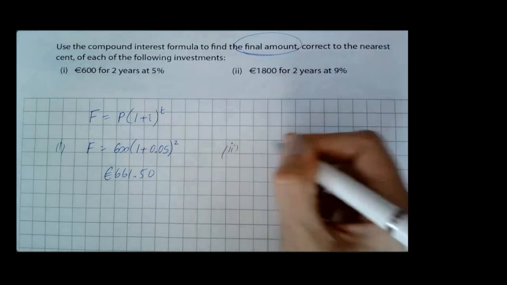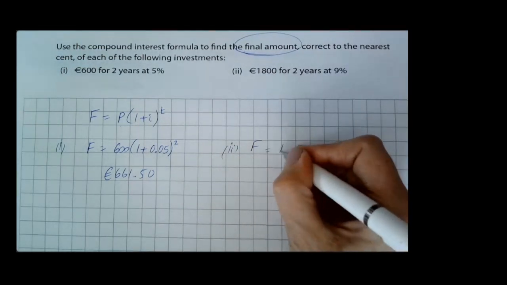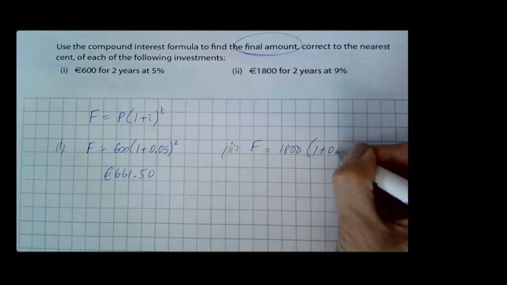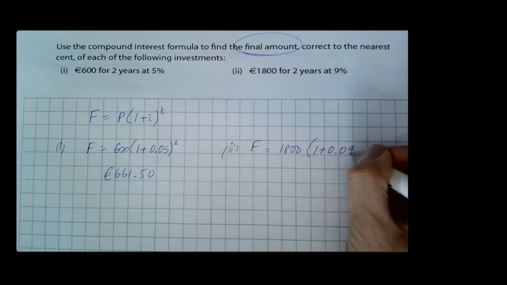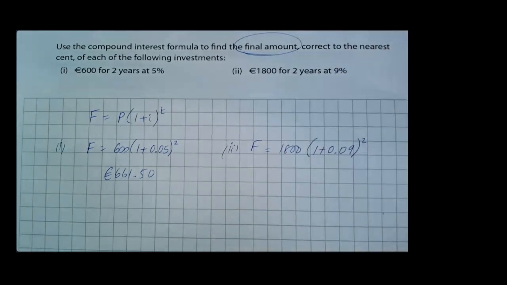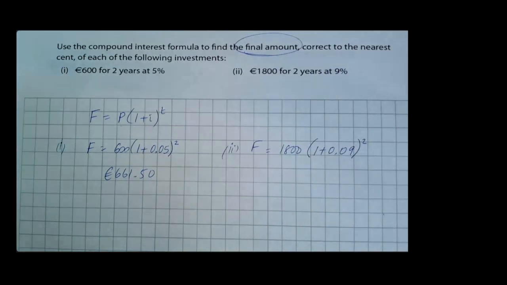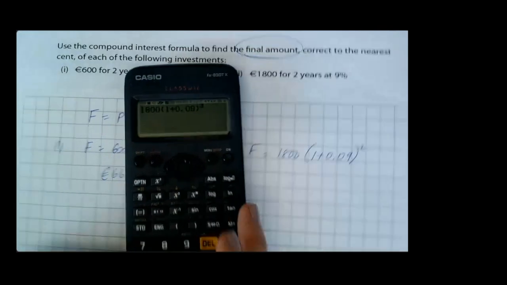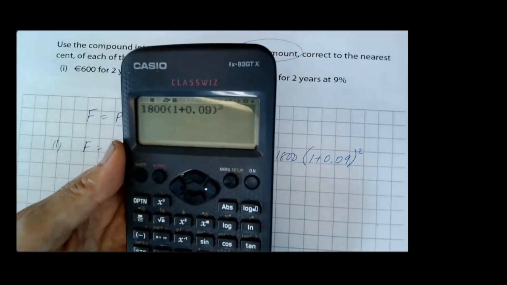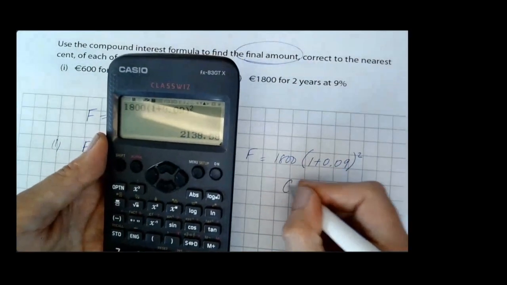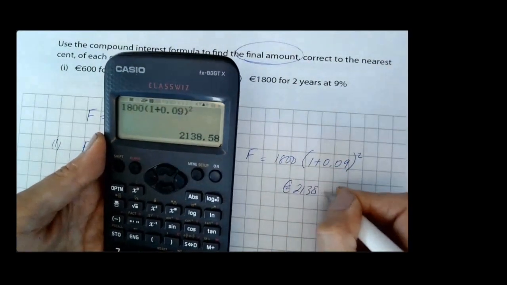So part 2 then, again, I'm looking for the final amount, but this time I'm starting off with 1,800. The interest rate in decimal form is 0.09, and 2 years again, so a power of 2. So again, on my calculator, 1,800, 1 plus 0.09 to the power of 2. That's what I have there, and I'm getting 2138.58.